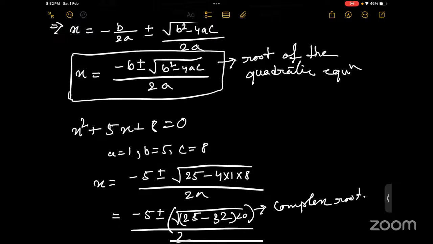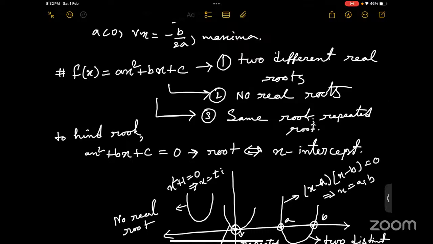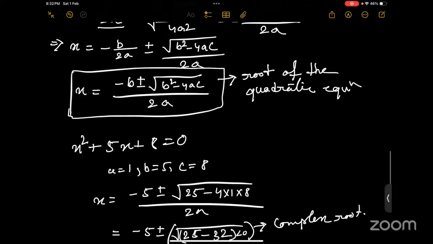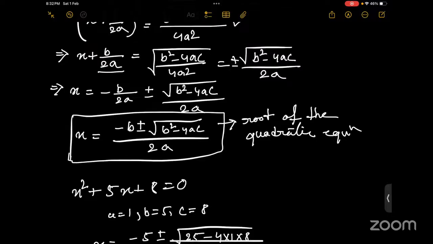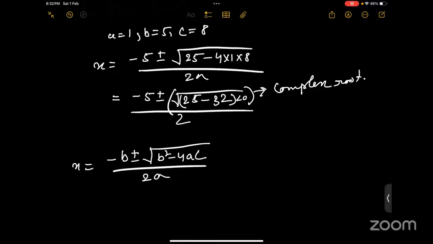So here we arrive at three different cases, what I said earlier. That means two different real roots, no real root, and the same real root, right? This term b square minus 4ac is called the discriminant. So our formula for the root is minus b plus minus root over b square minus 4ac by 2a. Now for the term D equals b square minus 4ac, we have three different possibilities, right? It can be equal to 0, it can be greater than 0, it can be less than 0, right?